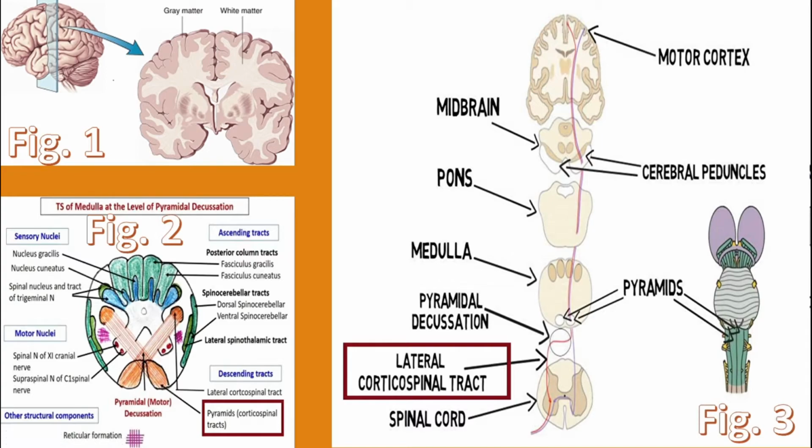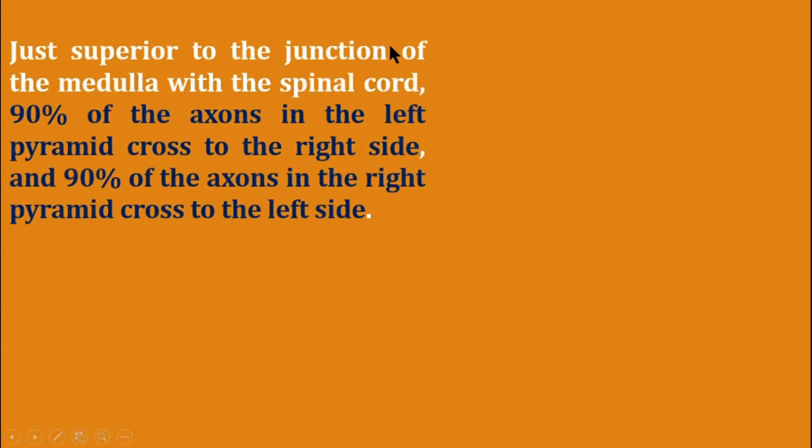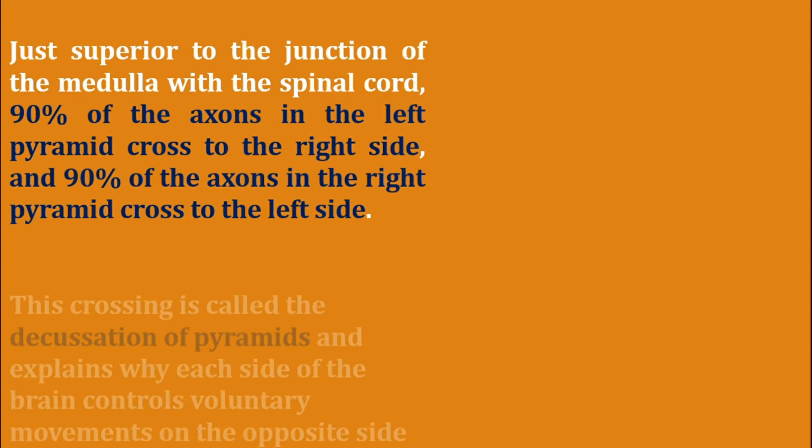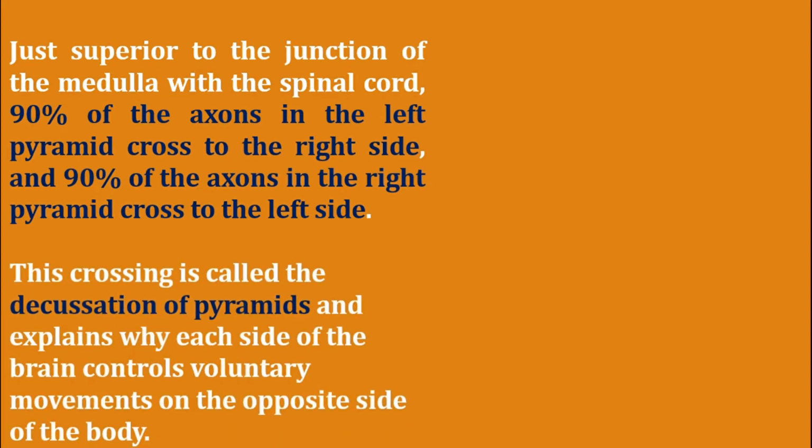Just superior to the junction of the medulla with the spinal cord, 90% of the axons in the left pyramid cross to the right side, and 90% of the axons in the right pyramid cross to the left side. This crossing is called the decussation of pyramids and explains why each side of the brain controls voluntary movements on the opposite side of the body.